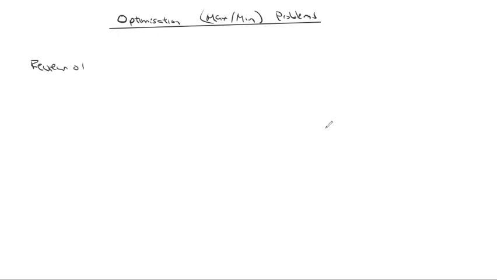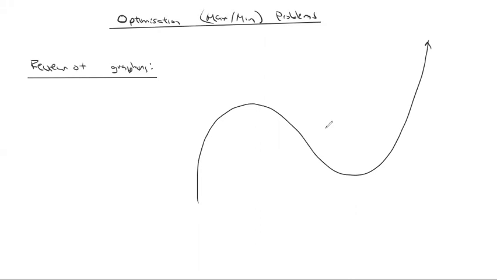Let's take a look at maximum minimum problems, otherwise called optimization problems. Now, to do these questions, we really should review our graphing because it's really the same theory. In reviewing that graphing, you can have different types of stationary points, but we're not interested in all stationary points right now. We're just going to be focusing on this type and this type.